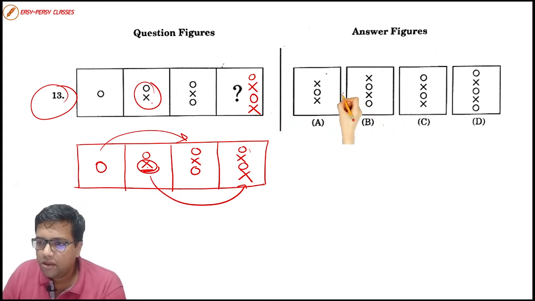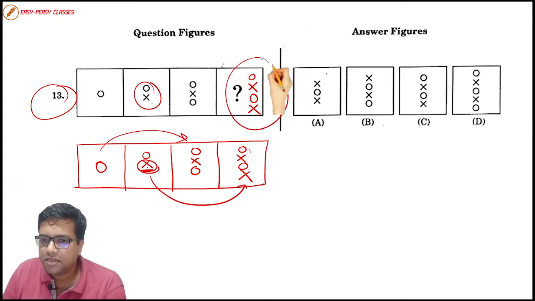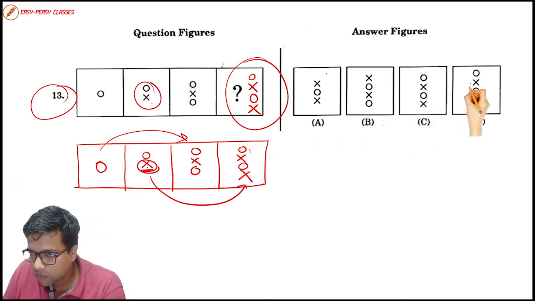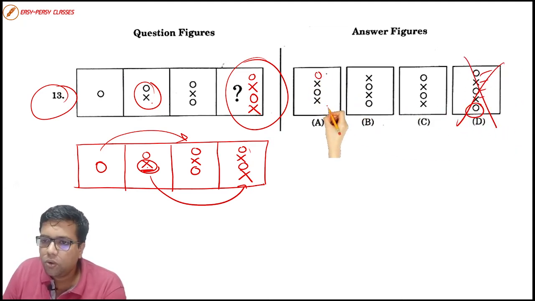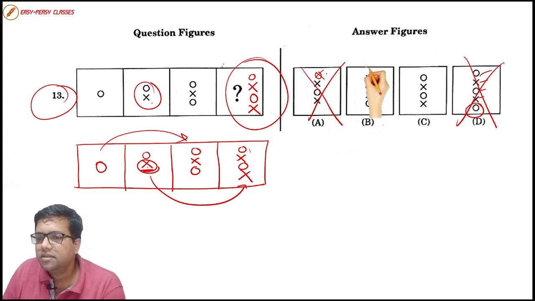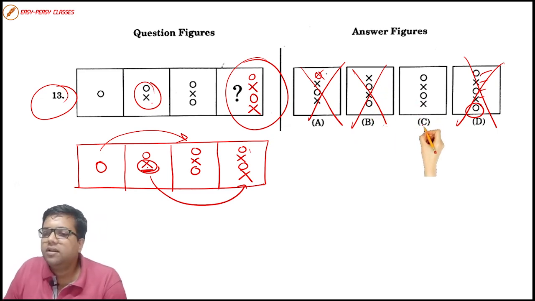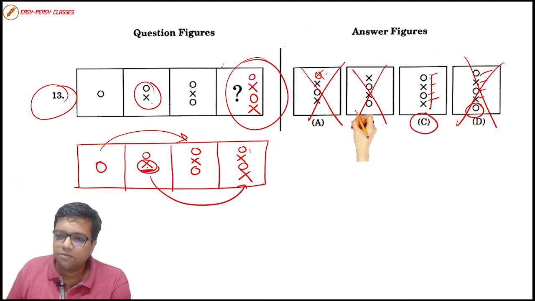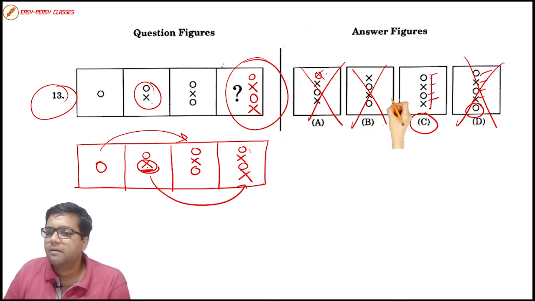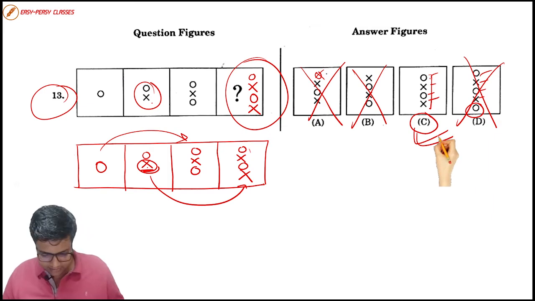So do we have any of the answer figures which represent this kind of arrangement? O X O X O X O X, but one extra O is there, so we eliminate it. There is no O over here, there is no O over here, so we eliminate option number A as well. There is OX OX, but X is preceding O, so we don't even consider option number B. We are only left with option number C, OXOX, which is the right kind of pattern as required in our question figure, right? So option number C becomes the right answer.